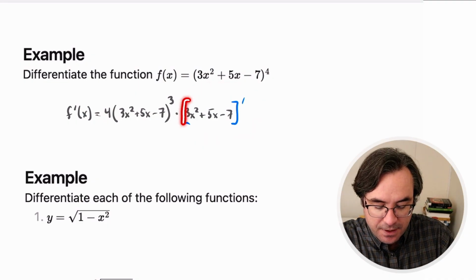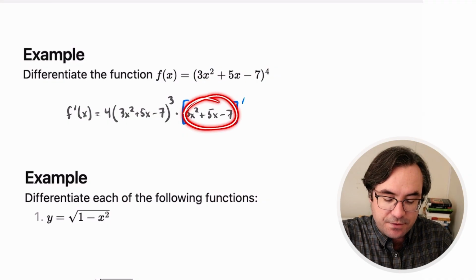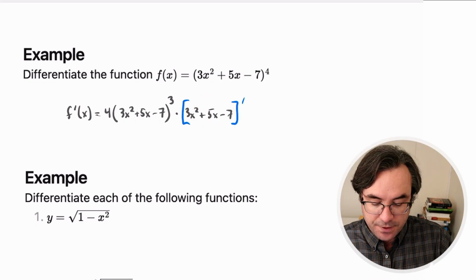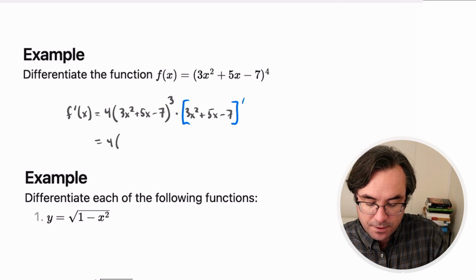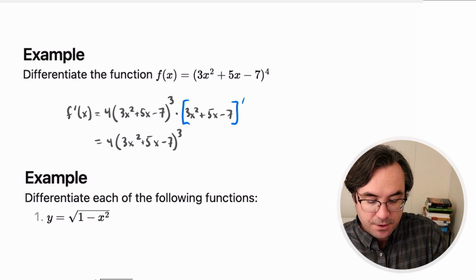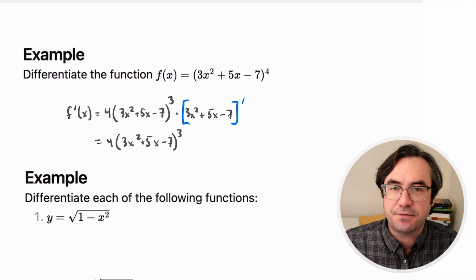Now, let's actually differentiate that inner function. For this derivative, I'm just using this bracket prime notation. This just means do the derivative of the stuff that's inside the brackets. So if we do that, we end up with 4 times (3x squared plus 5x minus 7) cubed. So this part we're done with. And now we just differentiate the inner stuff.